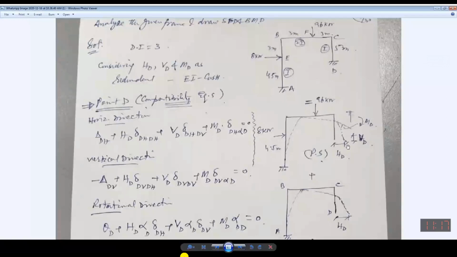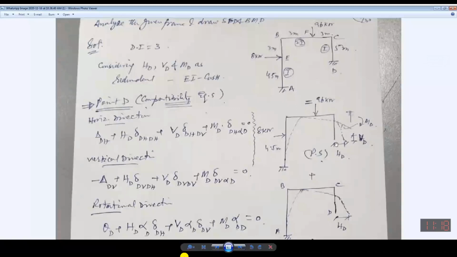Under the effect of horizontal force, there will be horizontal displacement. Under the effect of vertical loading, vertical redundant, there will be horizontal displacement. Whatsoever it is, whether it is very minute, at a minute level and ignorable, you will be considering it. So there will be horizontal displacement due to vertical load, and horizontal displacement due to the moment. All these will be summed up, and the summation must be 0 because it is fixed.